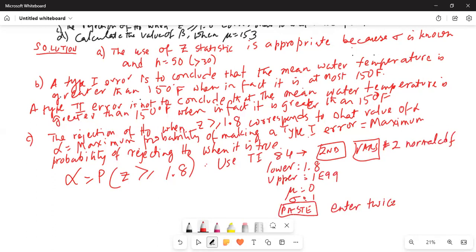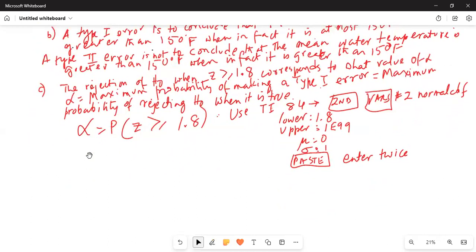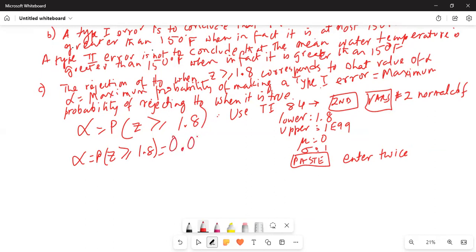So the alpha value is equal to the probability of Z greater than or equal to 1.8, which is equal to 0.036. Okay, that's your answer. That's your alpha value: the maximum probability of rejecting H0 when it is true.